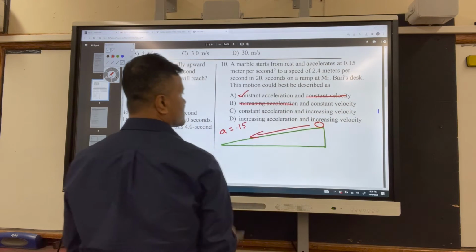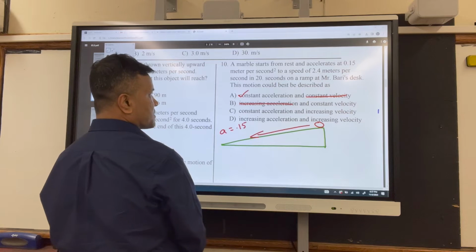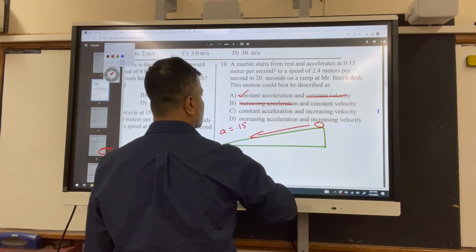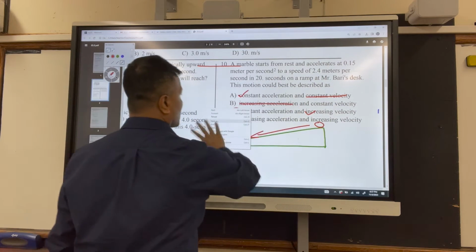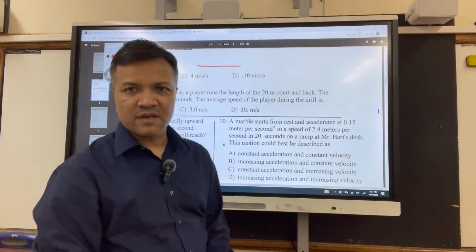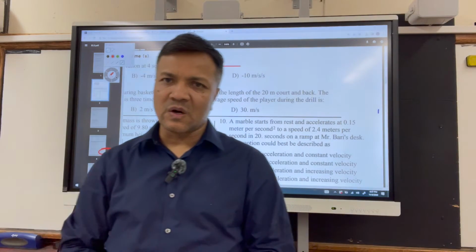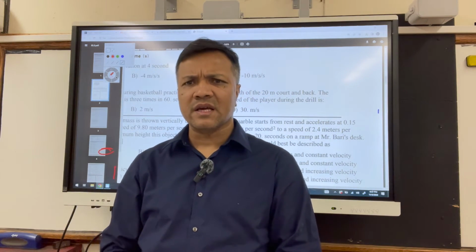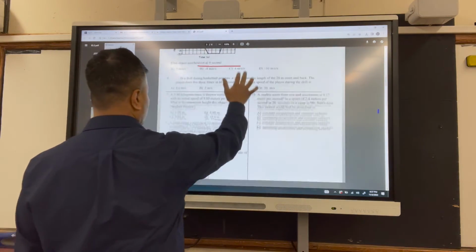But constant velocity, no, not constant velocity. If acceleration is constant, velocity cannot be constant. So constant acceleration causes increasing velocity. So it's C. Galileo's theory is constant acceleration causes what? Constant acceleration causes a linear increase in velocity and a quadratic increase in distance. Okay, good. That takes us to problem number 11.